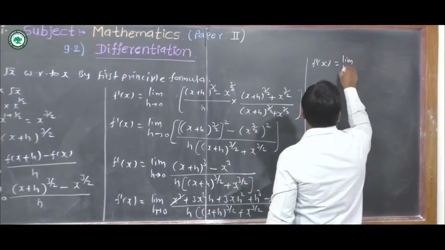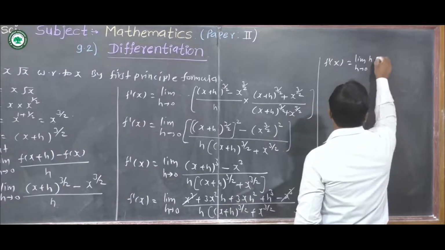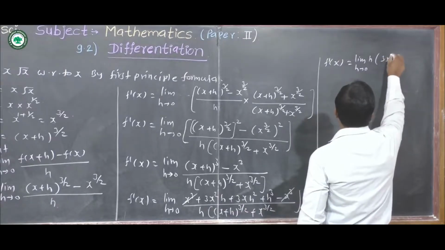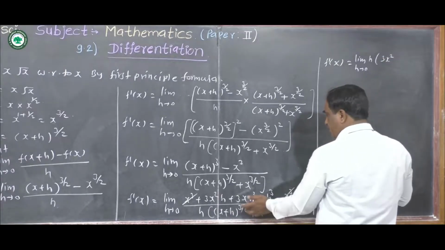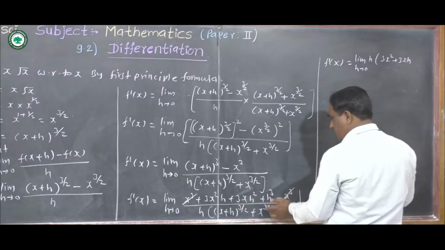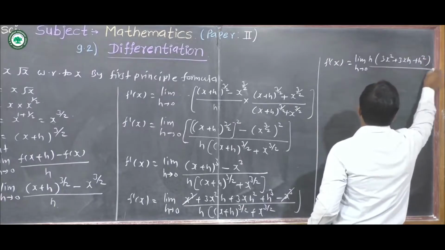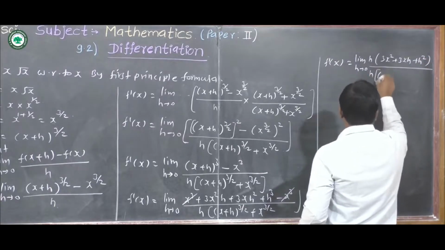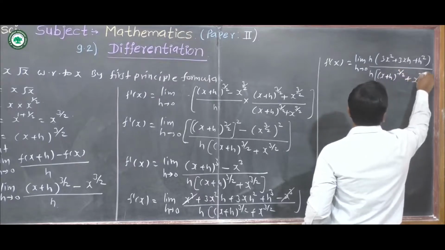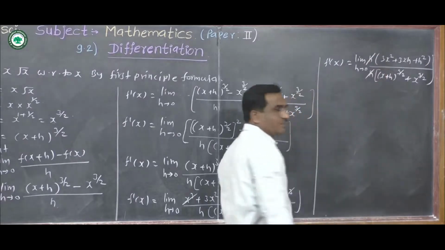We can take h common from these three terms and we write further f dash of x equal to limit h tends to 0, h common, h into the bracket, here remains 3x square, here 3xh, here h square, upon h into ((x plus h) raised to 3 by 2 plus x raised to 3 by 2). Okay, now here this h cancels out.